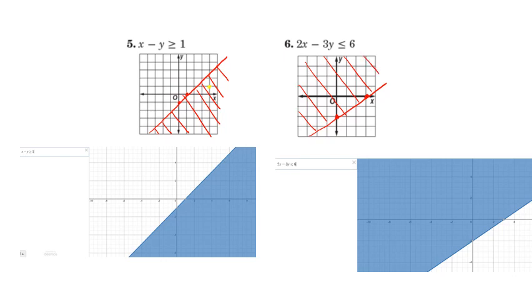Okay, so again, an inequality, you're graphing not only the line, either solid if it's or equal to, or dotted if it's not or equal to, and then you're shading. And everywhere that's shaded are points that make that inequality true.